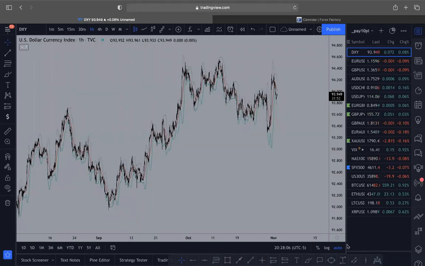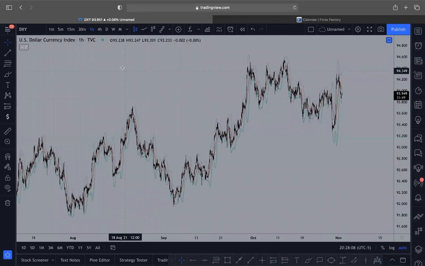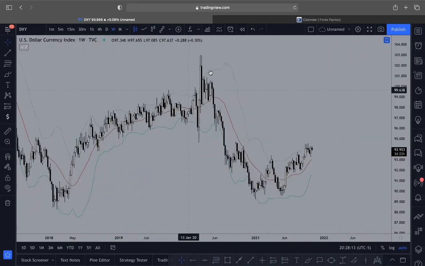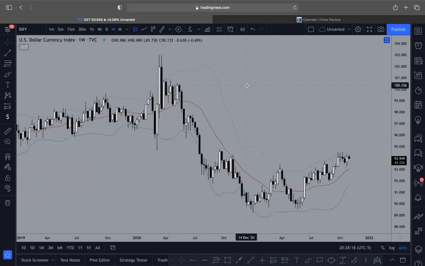All right, so let's go ahead and start on the dollar index. Check out the weekly really quick. I'm going to keep the Bollinger Bands on. I usually don't, but it's all good. I'm going to keep them on today.